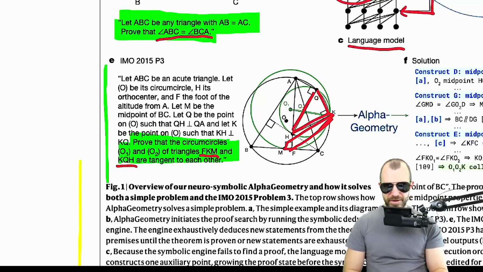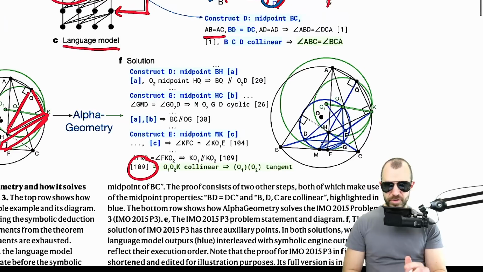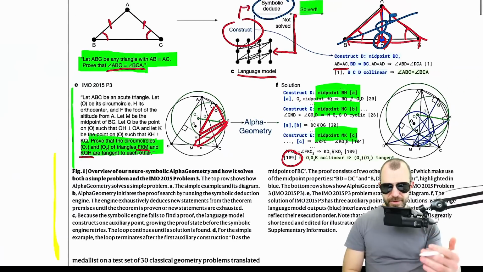All right, this requires AlphaGeometry 109 proof steps and includes quite a number of auxiliary constructions, which you can see right here. For example, this midpoint of BH, the midpoint of HC, and this other midpoint right here, among other things, I would guess. So as you can see, not an easy thing to do once you actually get to the hard problems here.